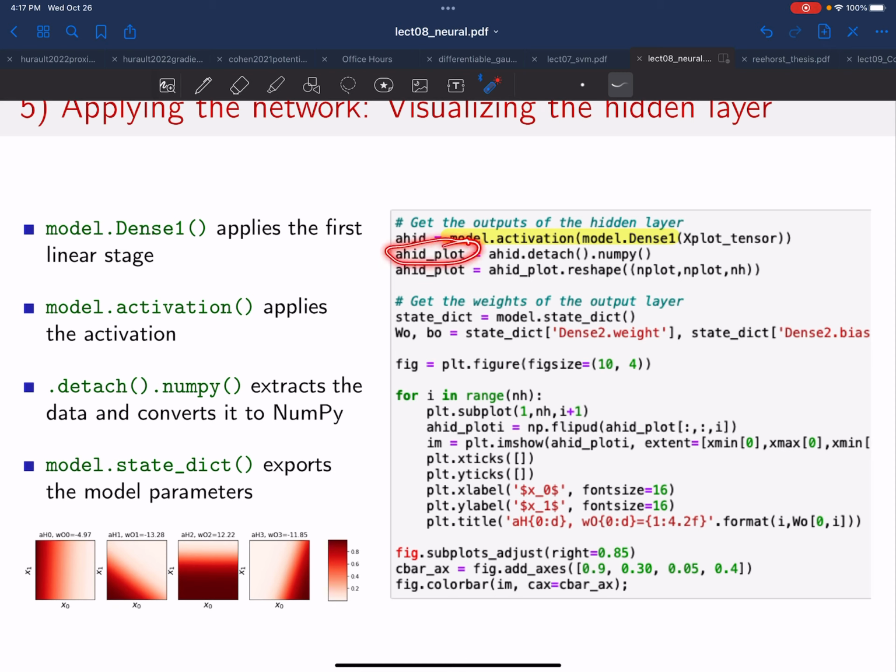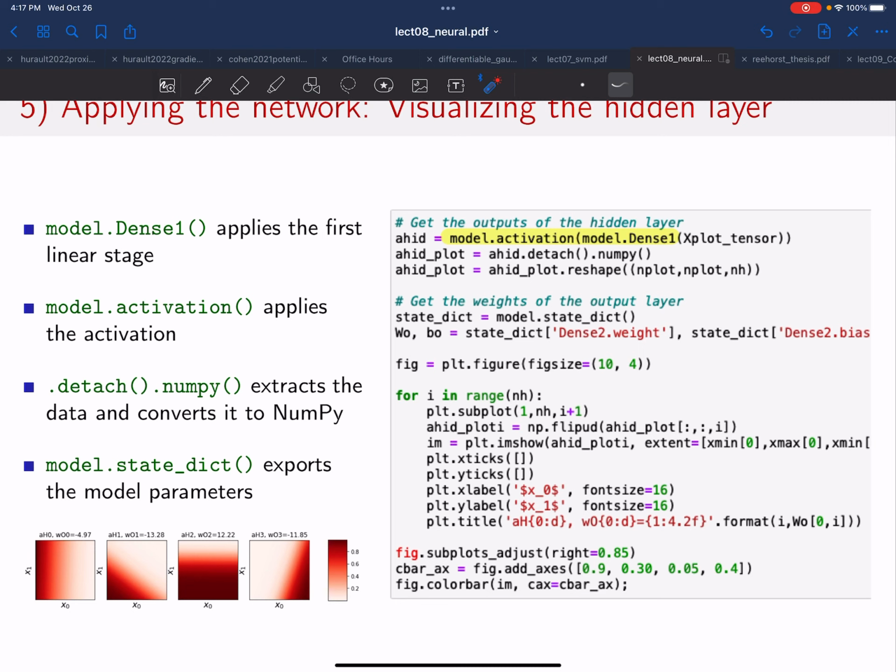And finally, we get something we can plot. And as you can see, we need to reshape that again into a 100 by 100 matrix. And eventually, I think down here, we flip it and we plot it with ImShow. And so that's how we create each one of these plots.